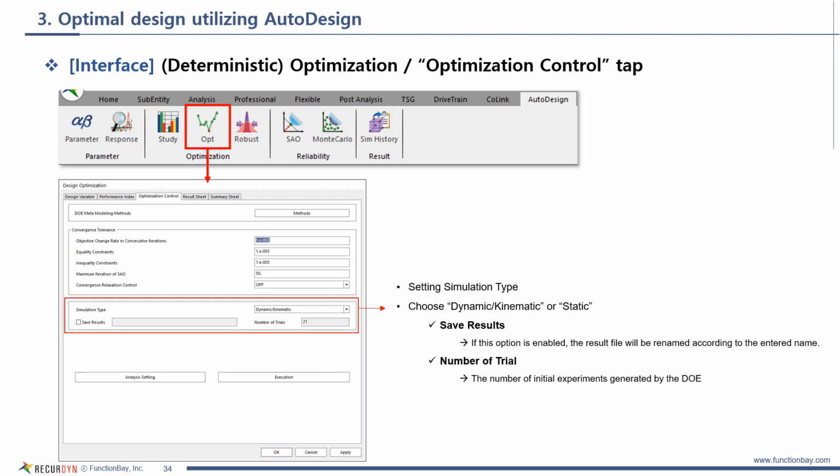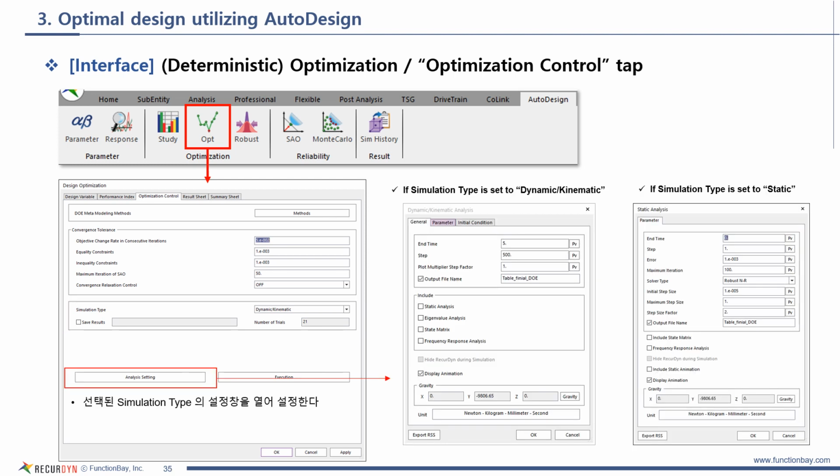The simulation type can be selected as either dynamic or static. When using the Save Result option, the result file name will be outputted with the name you enter in the blank field. The number of trials indicates the initial number of experiments generated by DOE. When clicking the Analysis Setting button, the Properties dialog box for the selected simulation type will appear as follows.